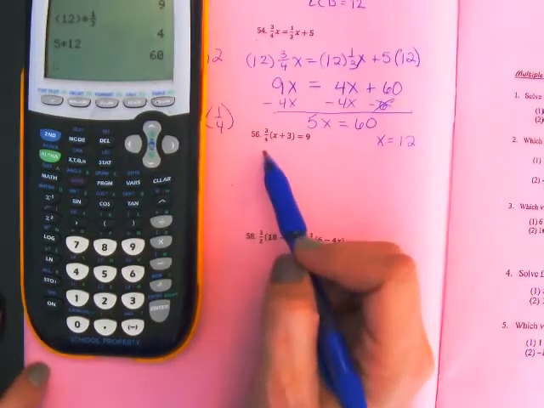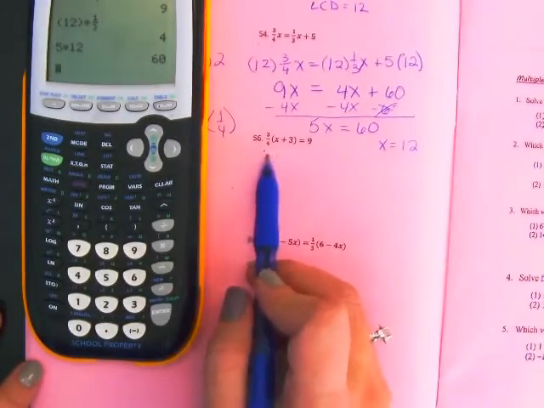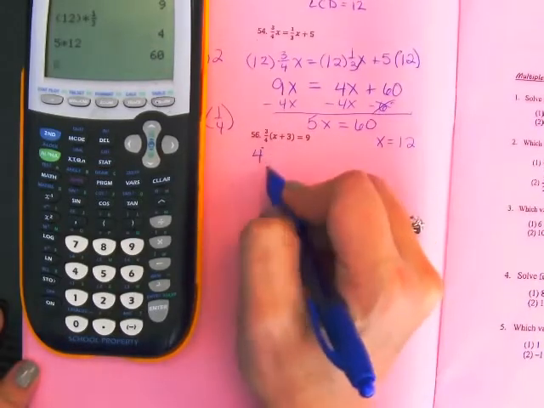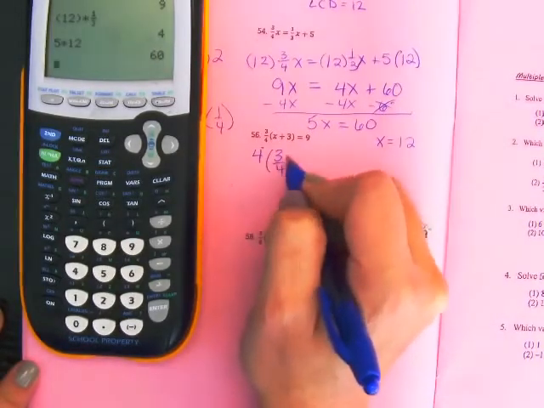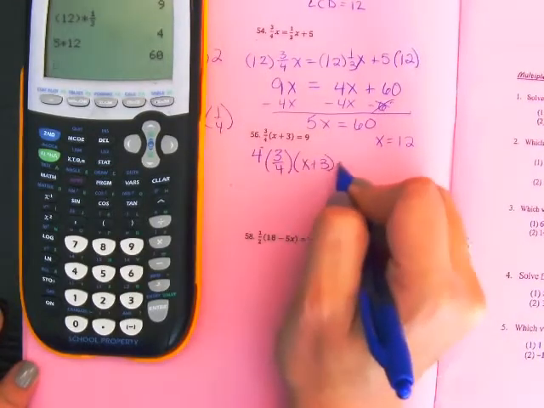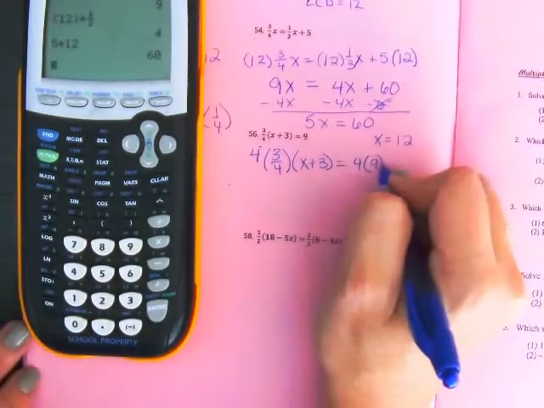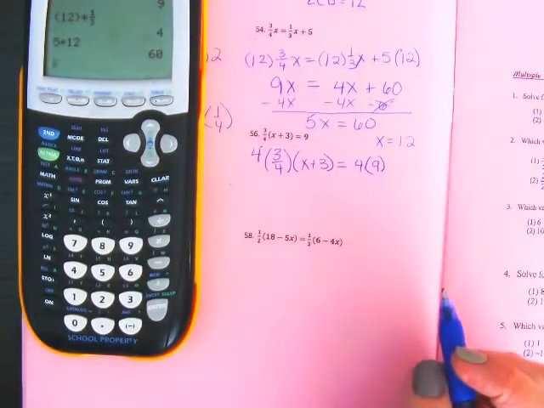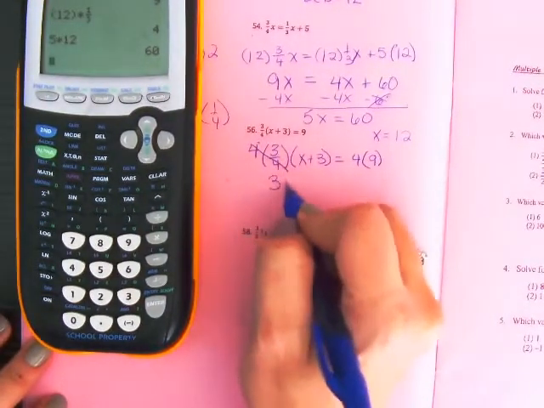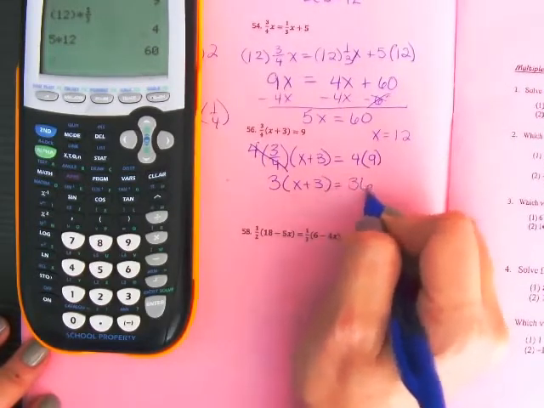On 56, there's only one denominator here, only one fraction. So that means that's the number that we're going to use. We'll do 4 times 3 over 4 times x plus 3 equals 4 times 9. This makes this cancel, and I have 3 times x plus 3 equal to 36.